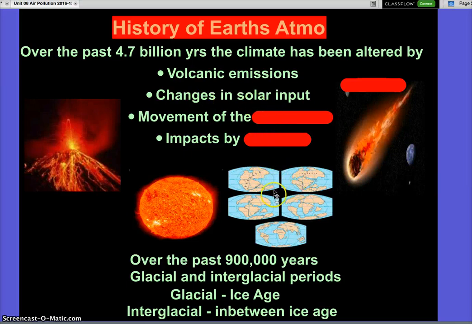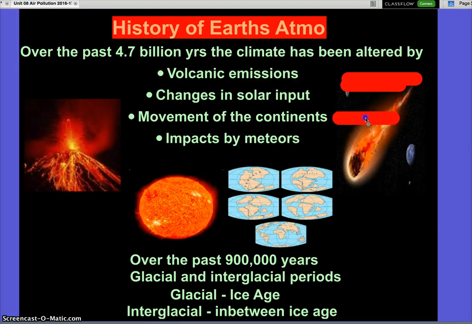The sun, movement of what? What do we call this right here? Pangea went from here to here to here. So good. Continent shifting. And then the impact of some things that come out of the atmosphere called meteors. Look at the pictures, guys.